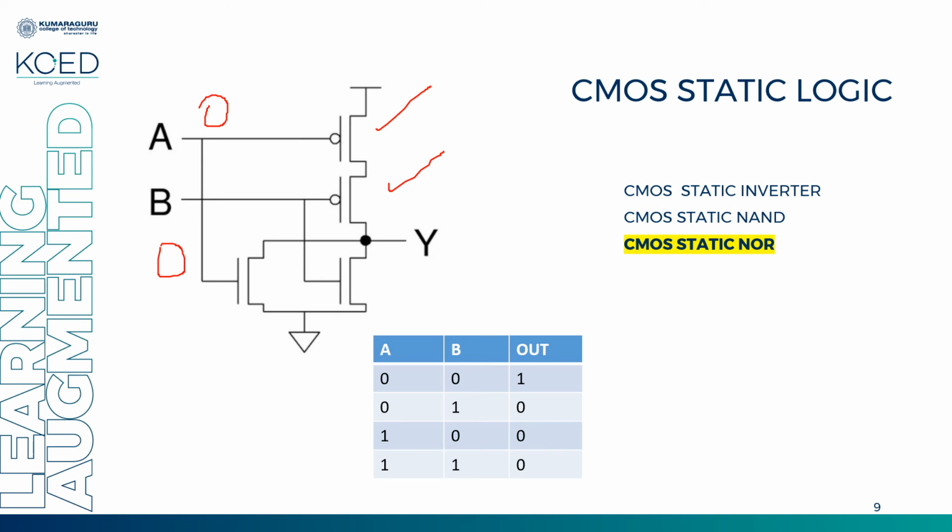What about my next combination? A is 0, B is 1. Okay, so B is 1, A is 0, so this remains in on condition. B is 1, so you have this transistor in on condition. Here you have NMOS in parallel, so from your output node there is a path to ground. So across Y this transistor is closed, so you have a path to ground. So 0 is obtained.